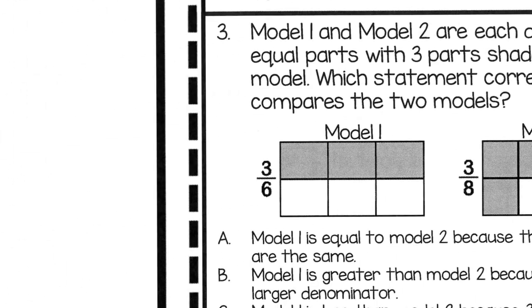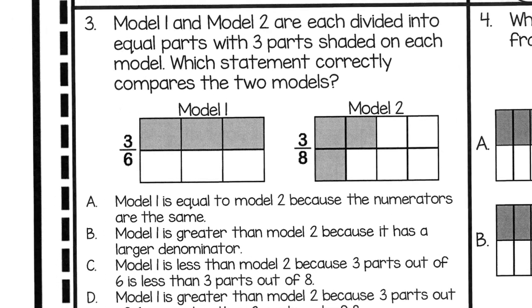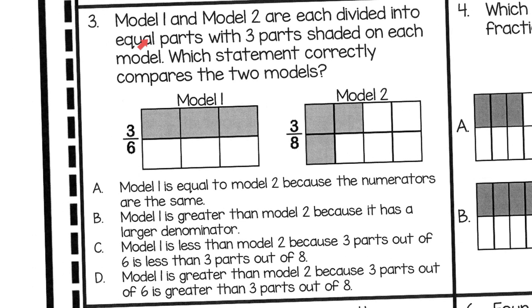What about number 3? Let's see, how many do we have here? 3. I can do 2 more with you. Okay. Model 1 and Model 2 are each divided into equal parts with 3 parts shaded on each model. Which statement correctly compares the 2 models? Now let's take a look. This says we have 3 pieces shaded in, and they broke the whole thing into 6 pieces. Okay, that makes sense. Model 2 says they shaded in 3 pieces, but this one is broken into 8 pieces.